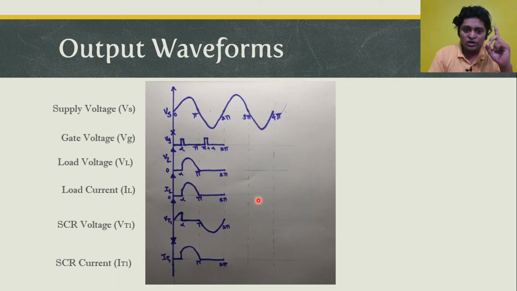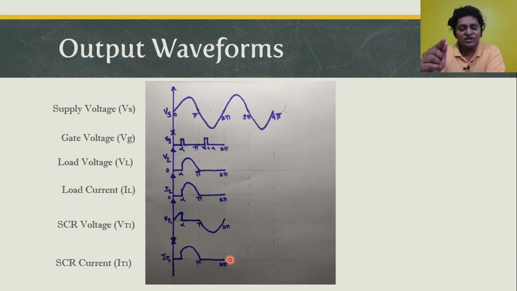So no load current, no load voltage. Also the current flowing through the SCR becomes zero. So the same waveform, this same shape, can be replicated for the next half. So this completes our positive and negative half cycle. Let's see how it goes for the next half cycle.